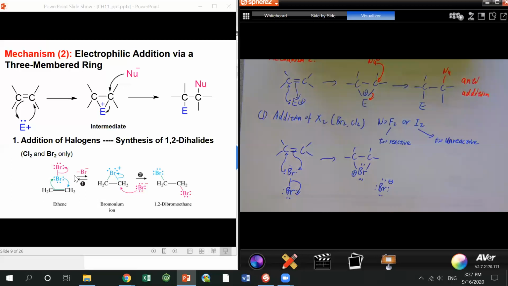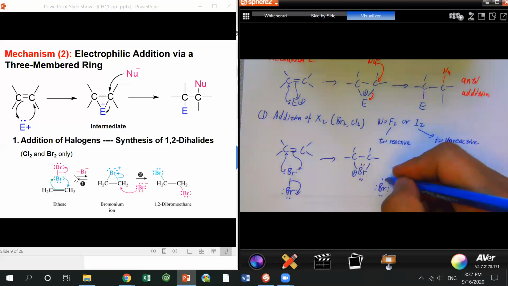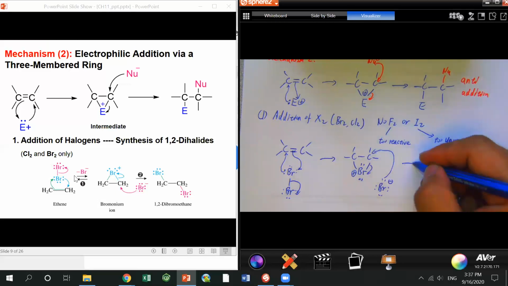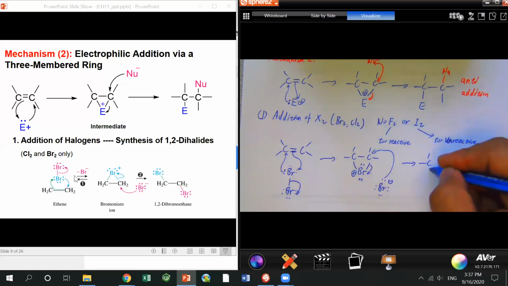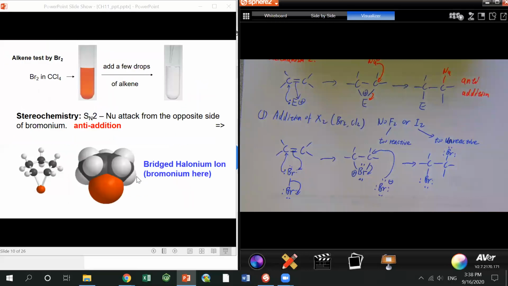And the second step: the bromide will attack from the back of this triangle and open the triangle, and you generate the dibromide. So that's the whole process. The intermediate is called a bromonium ion. This reaction is actually pretty useful for testing for alkene.